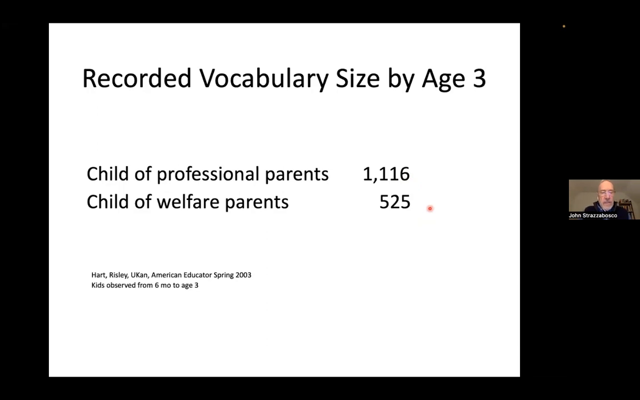Well, children of professional parents, why would they have a bigger vocabulary? They're probably more engaged with formal register. That could be part of it. Another part of it could be that children of parents who are living in welfare are under a lot of stress all the time. They may have a smaller world that they're dealing with.